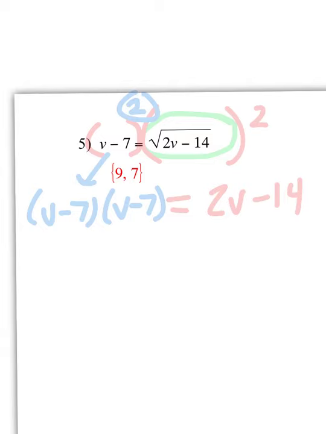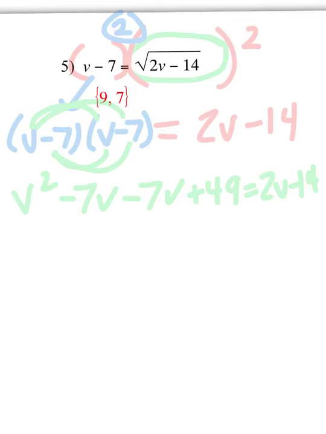This is a type of problem that sometimes has an extraneous solution. But the fact that the answer has 2 of them more than likely means that we don't have an extraneous solution. But this is the type of problem you would see that in. Alright, you have to use FOIL. So v times v, v squared, v times negative 7, negative 7v, negative 7 times v, negative 7v, and negative 7 times negative 7, 49. And we still have 2v minus 14 on this side.